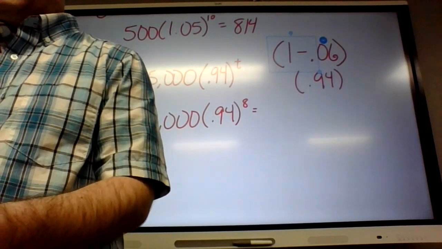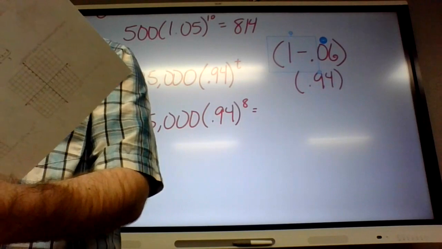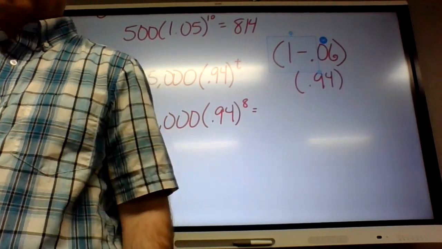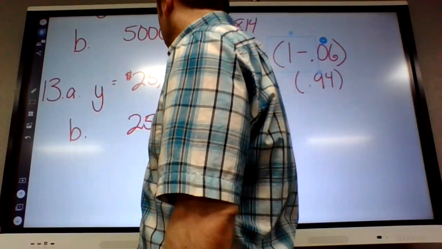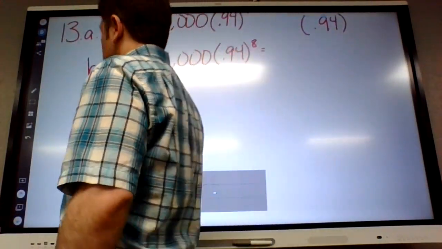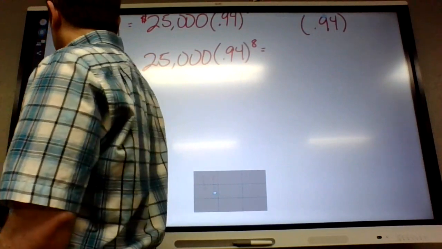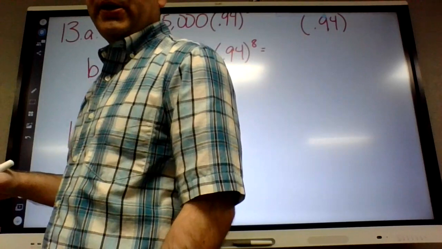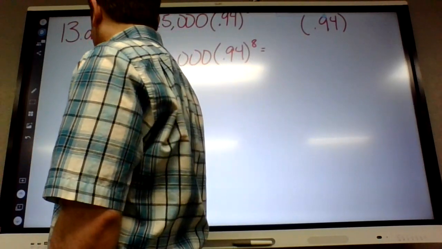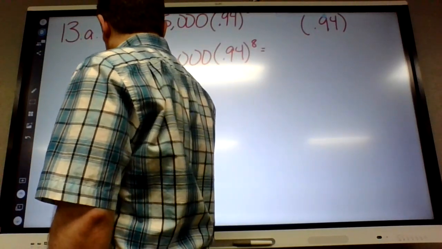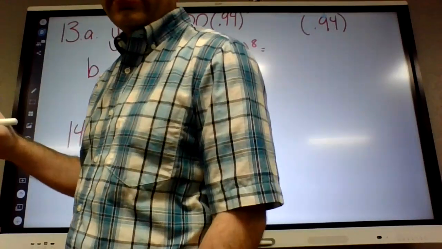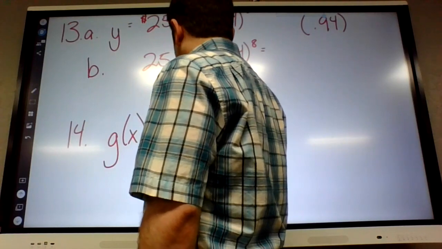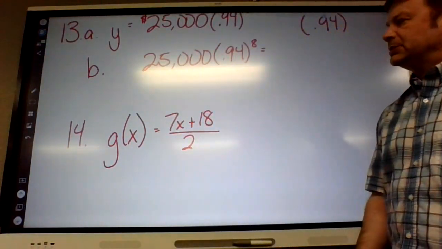Okay, the last page, that's the hardest one. Number 14. Directions kind of got cut off, but you can kind of tell what it is by looking at the bottom part. We're supposed to find the inverse function.